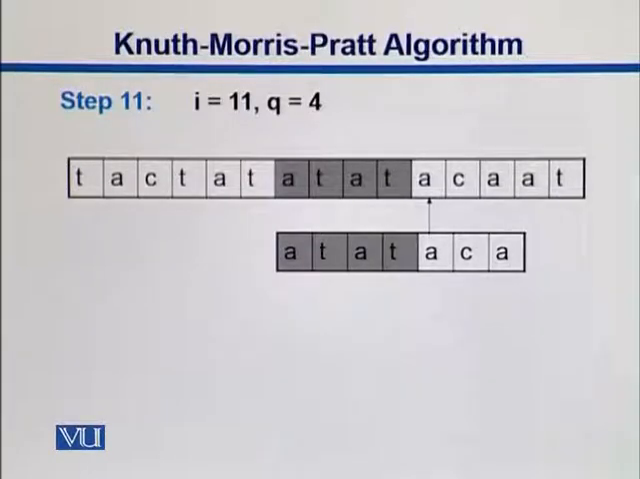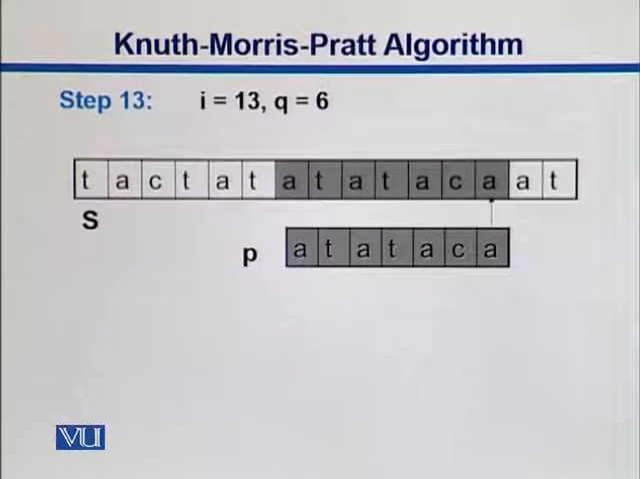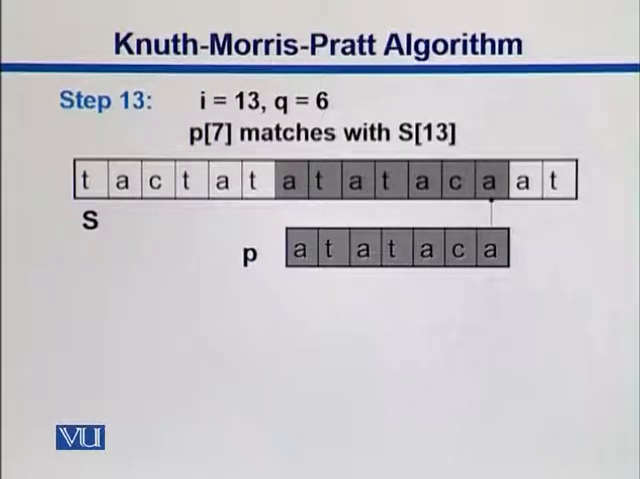So now our I is equal to 11. We are in the 11th step. Our Q was 4 right now. So we have those 4 characters which are matched. P6 matches with S12, same way up till we reach the end and everybody gets matched. So our Q is equal to 6 right now. And after this last step, now Q becomes 7. So P7 matches with S13. Q is equal to 7, which is also equal to M. So in this way we have matched every character.